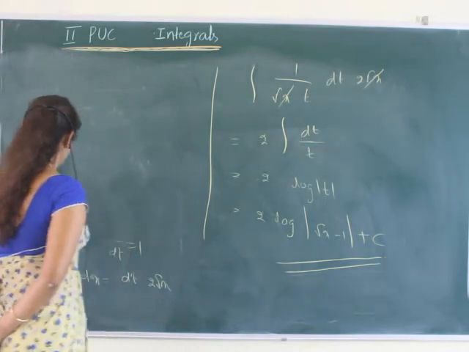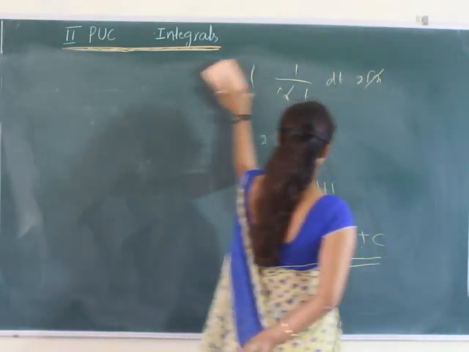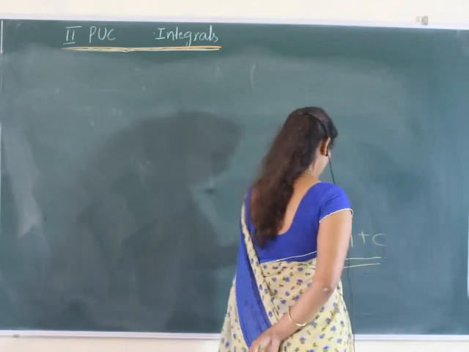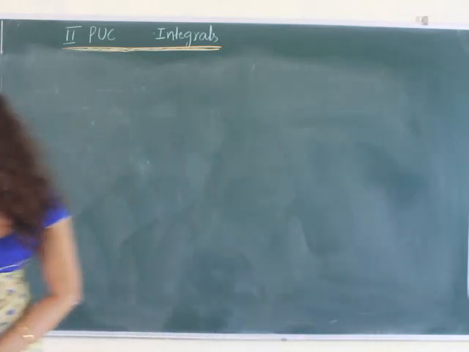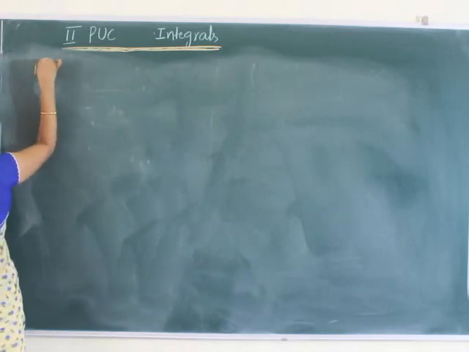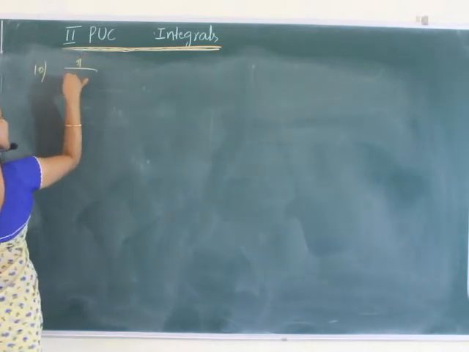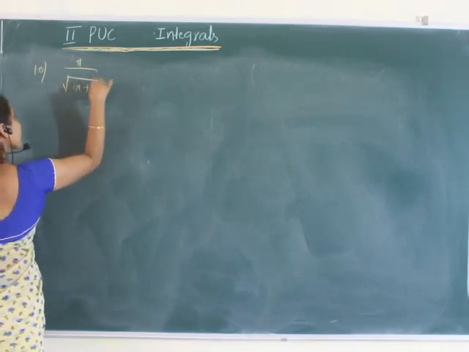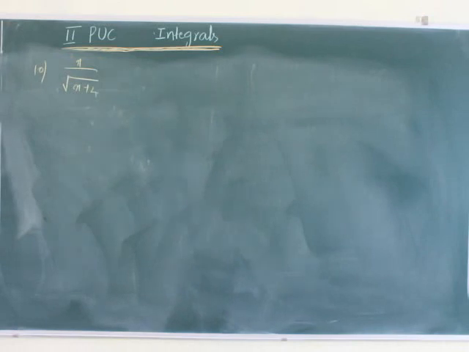Next problem. x by root x plus 4. So what is the substitution we can make? We can take x plus 4 as t, derivative will be dx equal to dt, no use. If I take x as t also, no use. So we have to simplify this problem.